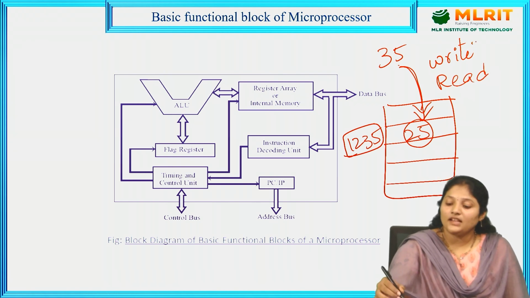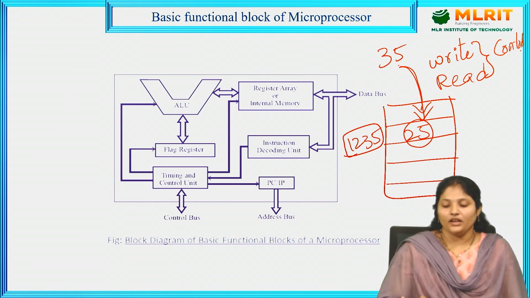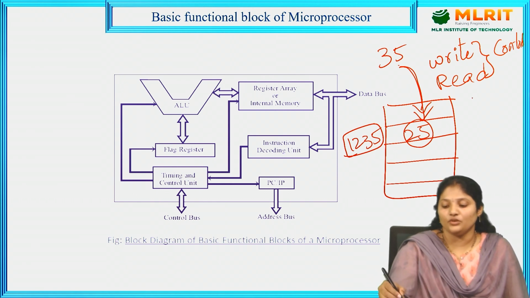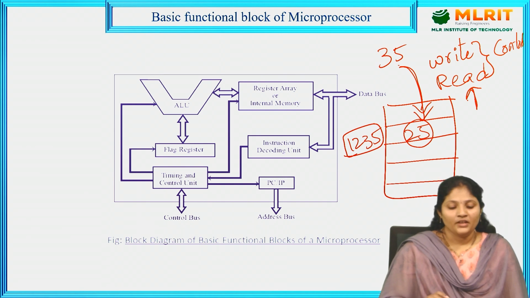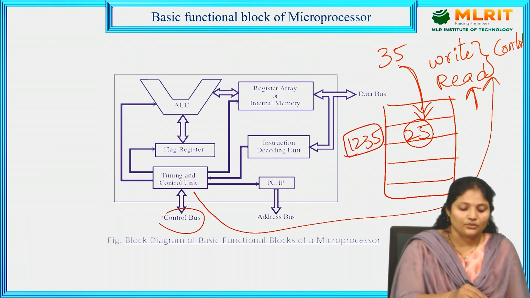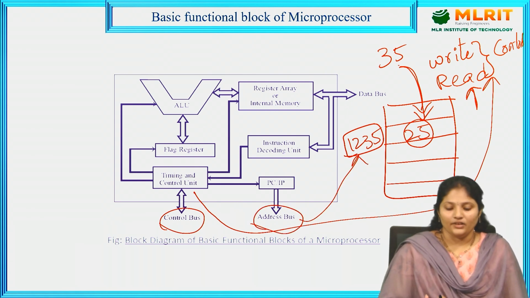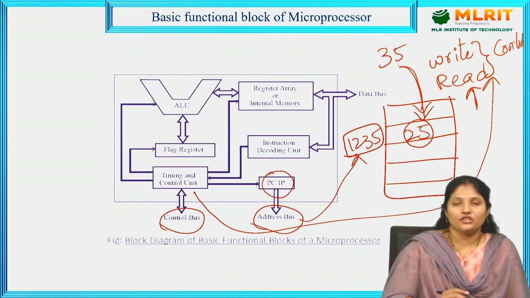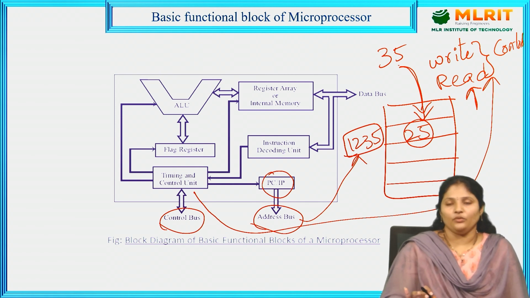So these are the control operations. These are the basic control signals which we use in the microprocessor. The control bus is used to send the signals that we are writing data to, or reading data from, the memory. So the control unit is responsible for sending these control signals using the control bus, and the address bus is used to transfer the address. The program counter, or instruction pointer, is a 16-bit register which is used to hold the address of that particular program.